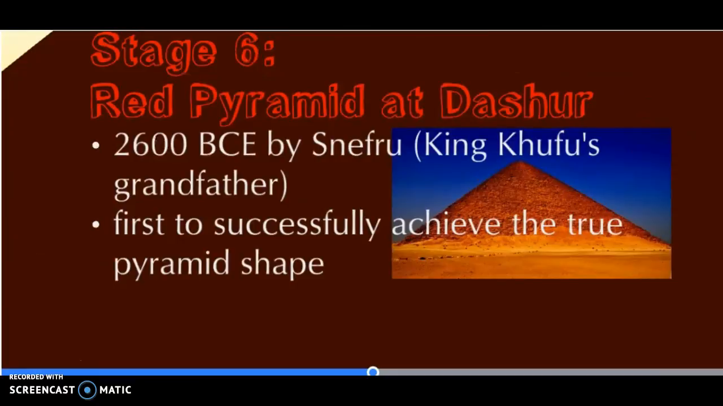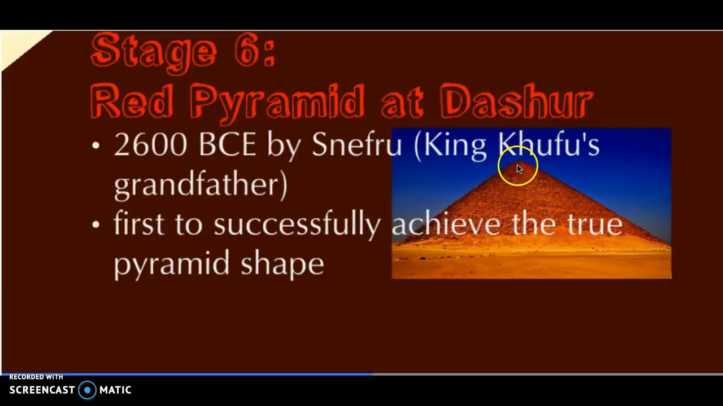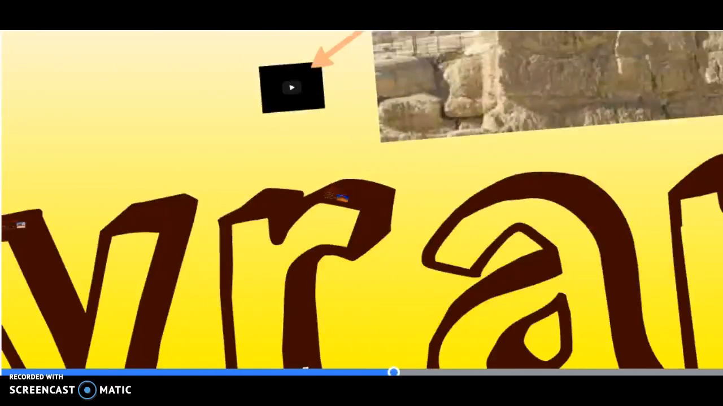Stage 6 is the red pyramid of Dashur, and this is where Snefru actually gets it right. And this is King Khufu's grandfather. Khufu, of course, is the king responsible for the Great Pyramid of Giza. But Snefru is the first to achieve that true pyramid shape, and you can see this red pyramid, called so by the sandstone that was used to create it because it looks reddish. He creates the first true pyramid shape, and you can see he got the angles right here, and now they know the mathematics behind creating a true pyramid form as a burial chamber.